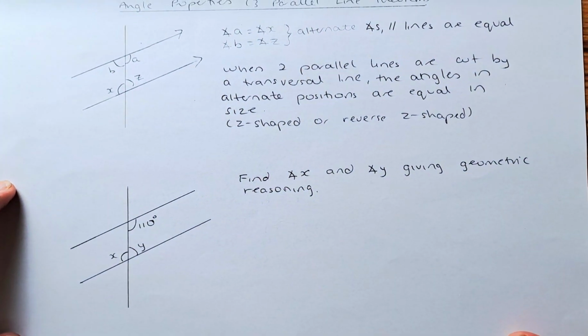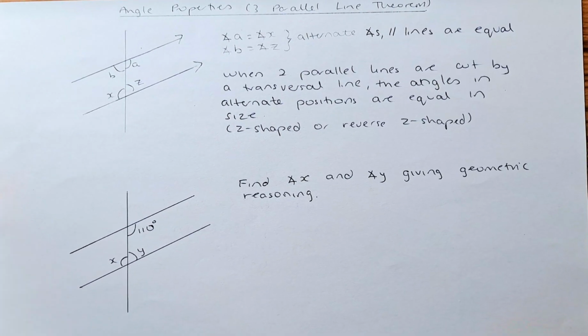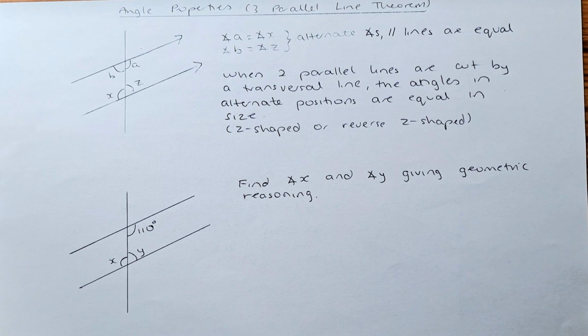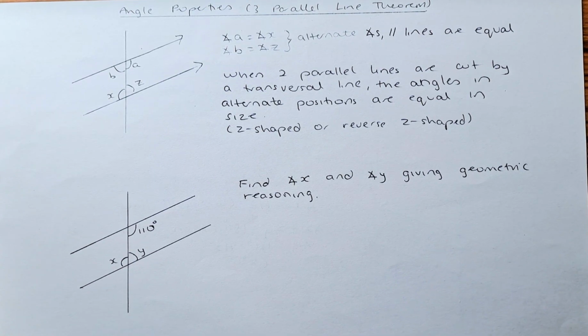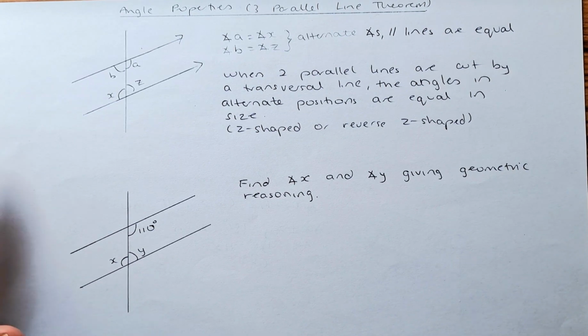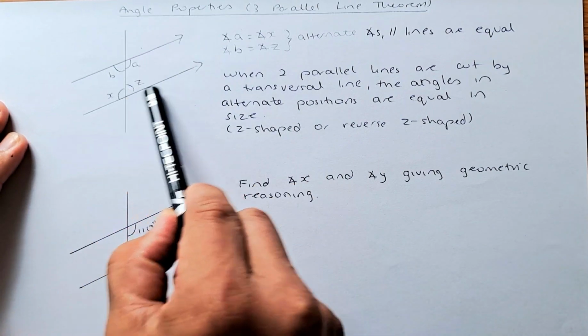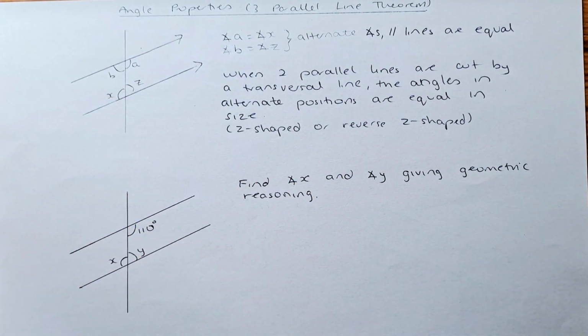The second theorem for parallel lines is called alternate angles on parallel lines are equal. When two lines are cut by a transversal line again, the angles in the alternate position are equal in size. Previously, corresponding was the F shape, alternate is the Z shape. So one Z, A equals X, and the other Z, B equals Z. The inside of the Z, they are the same. Now we will look at another example.